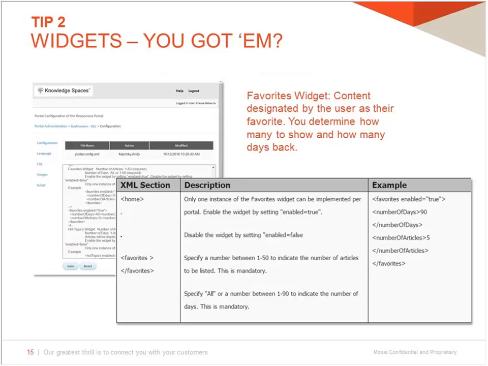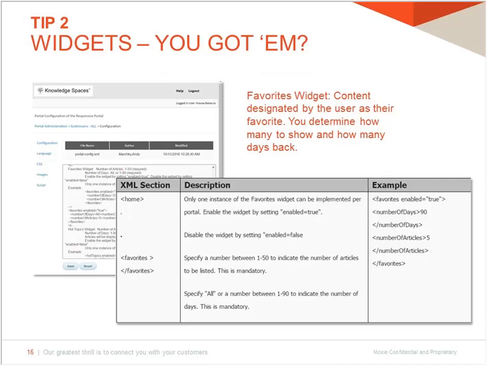Once I advance to the next screen, I've scrolled down to the favorites widget in this example, and I grabbed a little cheat sheet here for you. What you need to do is change it from false to true to enable it. You can identify how many days out you want those articles to be displayed. So I just want to show the last 90 days worth of favorites, or the last 30 days worth of favorites. And how many articles do we want to display in that particular widget?